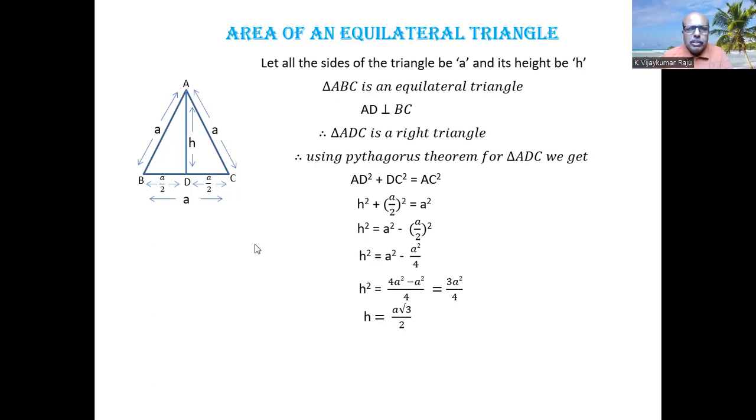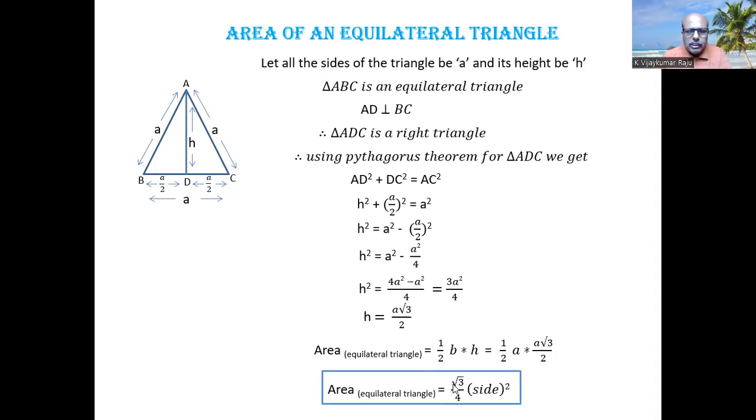We have found the height of this triangle in terms of the side length. Clear? Now, the area of an equilateral triangle is what? Half into base into height. That is half into A, which is the base length, and the height we have just calculated, A root 3 upon 2. So A into A is A square, root 3 into 1 is root 3, 2 into 2 is 4. So the area of an equilateral triangle is root 3 by 4 into side square. A is the side of the equilateral triangle, therefore the area of an equilateral triangle is given by root 3 by 4 into side square.